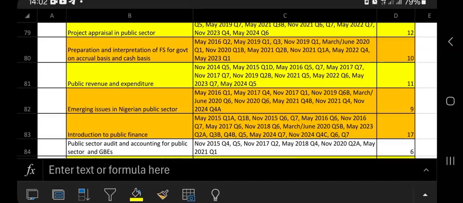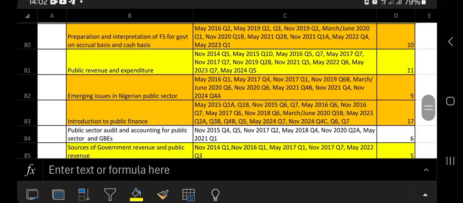So next is emerging issues in the Nigerian public sector. Very critical. I know it was examined last year, November 2024, but it's still probable in the May 2025 examination. So please do well, pay attention. Then introduction to public finance. Very critical topic when it comes to public sector finance. It was examined last year too, in fact the entire year of 2024, but it's still probable in 2025, so please do pay attention.